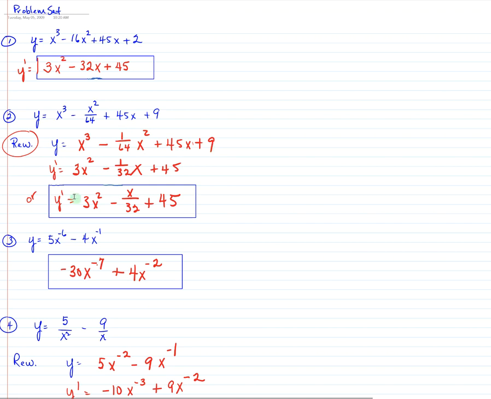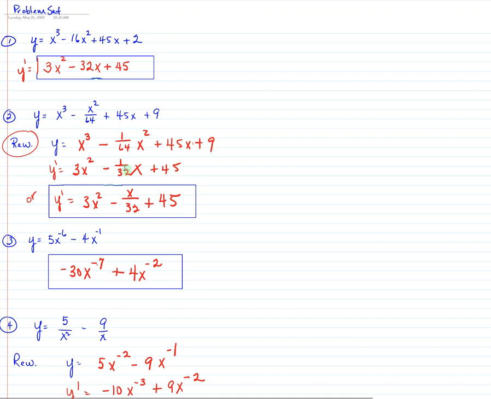So then we're going to go through and take the derivative of each piece. So 3x, take 1 away, so we got 3x squared minus 2 times this is 2 over 64, which reduces to 1 over 32. X, take away 1, so we have a 1 there, plus the 45x, derivative of that just becomes the constant, and the derivative of 9 is 0.